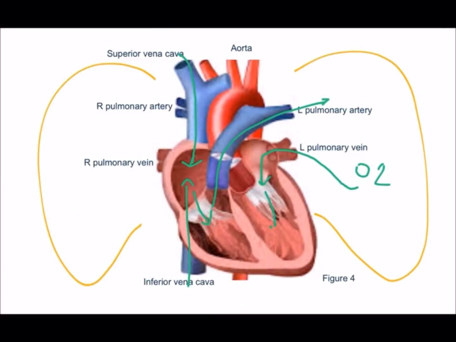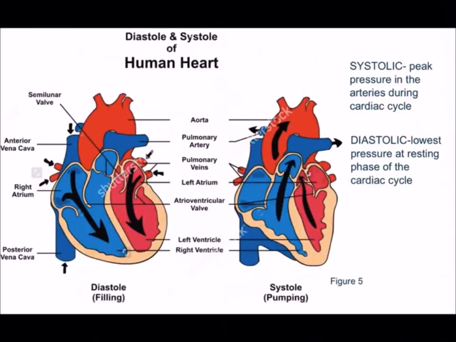The last stage is where the blood is actually leaving the heart. From the left ventricle, the blood moves through the aortic valve and out of the aorta into the rest of the body. And that's the flow of the heart. If you go over this cycle a few more times, you'll be sure to remember it. Now we can go on to looking at the diastole and the systole of the human heart.